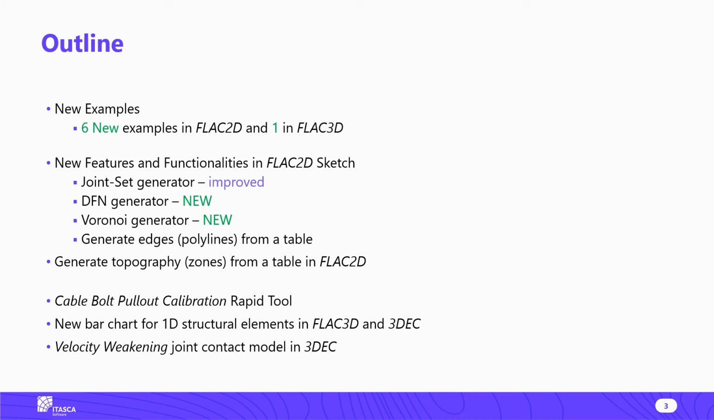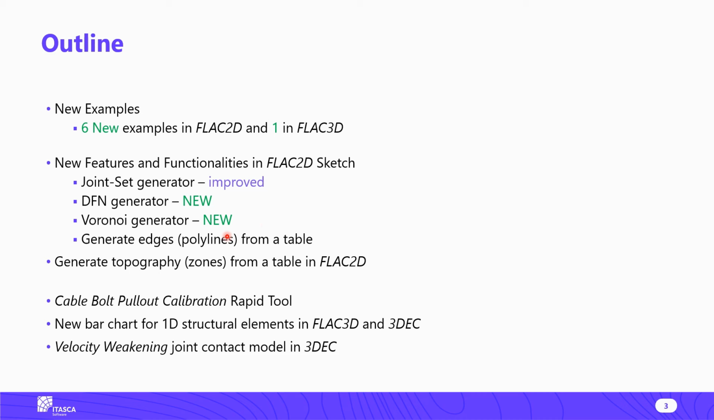Here's the outline for the presentation. We will cover several new examples in FLAC2D and FLAC3D. We will talk about a few new features in FLAC2D Sketch, in particular the Discrete Fracture Network Generator and the Voronoi Block Generator. These functionalities come together with the Joint Set Generator, which was also slightly improved. All of these functionalities have the same look and feel.